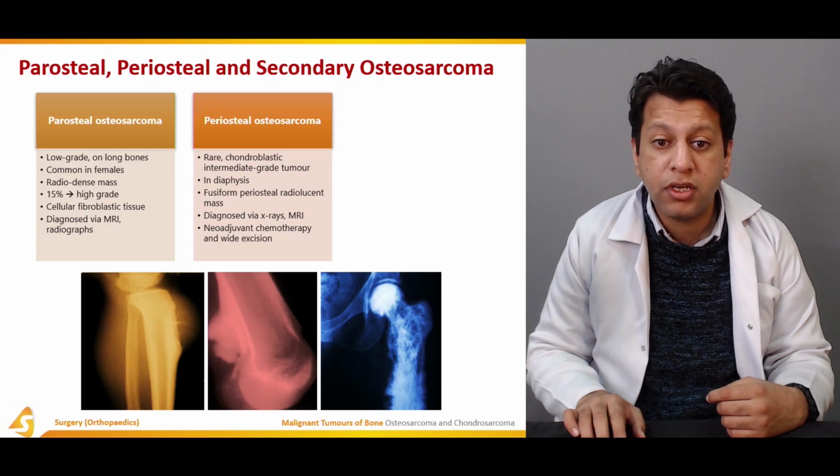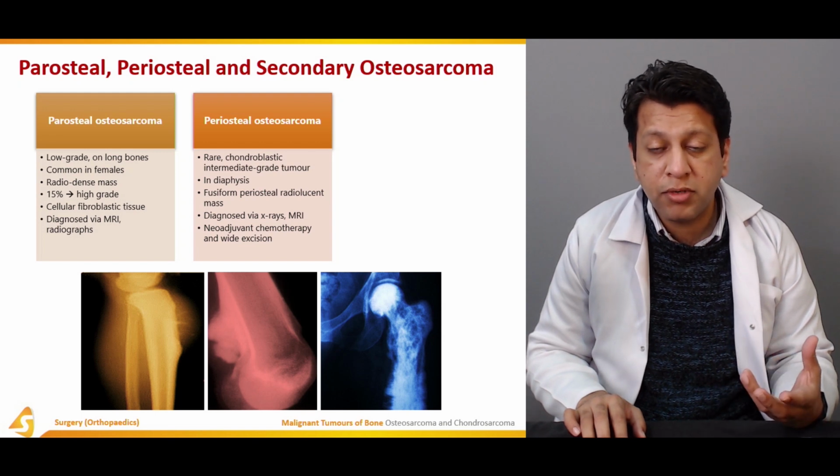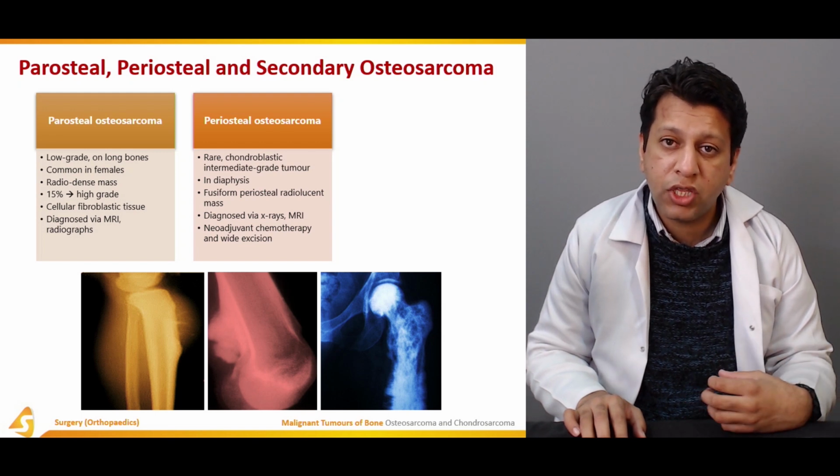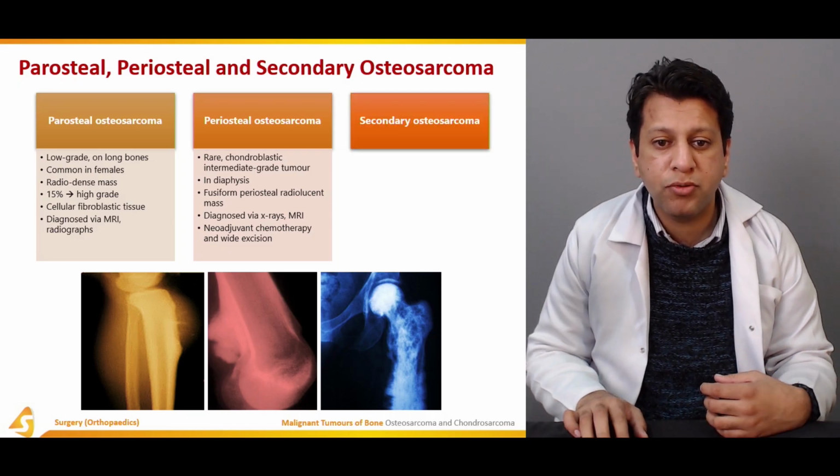Coming to periosteal, it is a rare chondroblastic intermediate grade tumor in the diaphysis. As it is intermediate, it has to be treated with neoadjuvant chemo followed by resection and followed by adjuvant chemo.